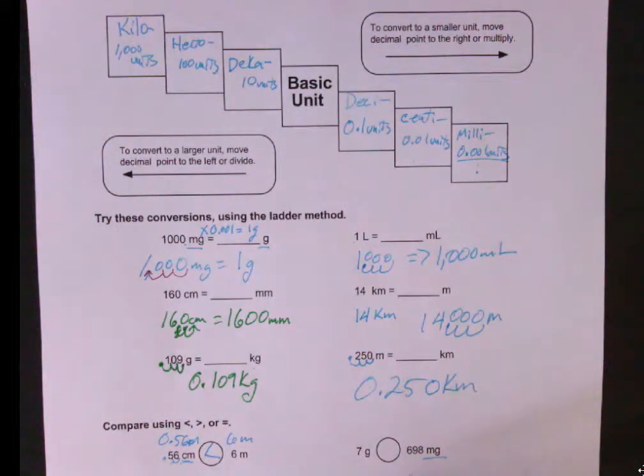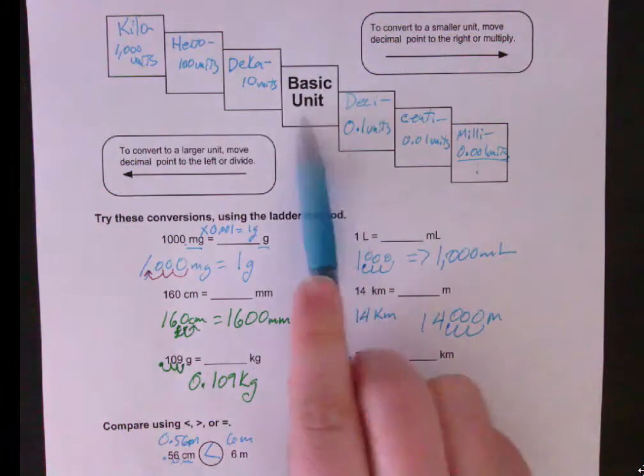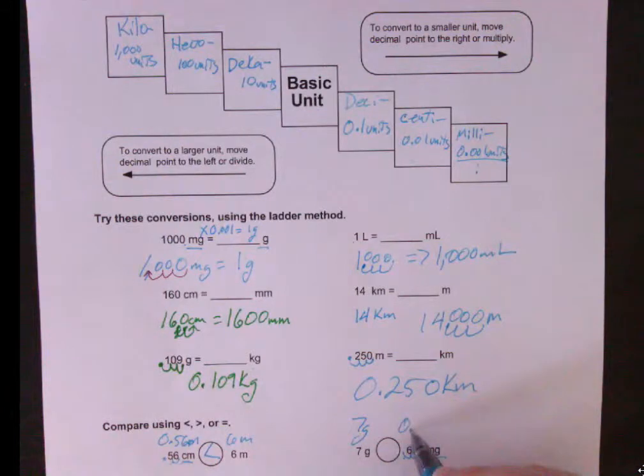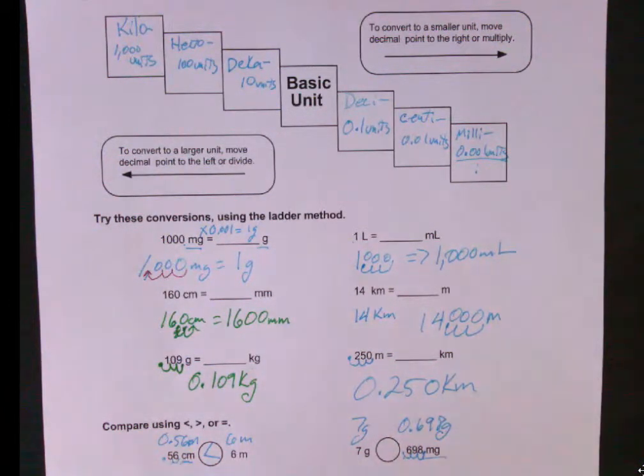Then over here, we are going from milligrams to grams. So once again, we're going from here to here. So move over 1, 2, 3 spots. So if it's at this end here, move over 1, 2, 3. So you get 7 grams versus 0.698 grams. So that 7 grams is going to be larger.